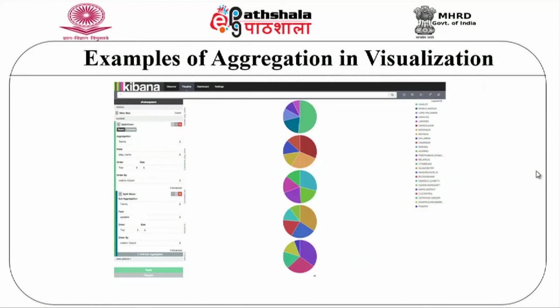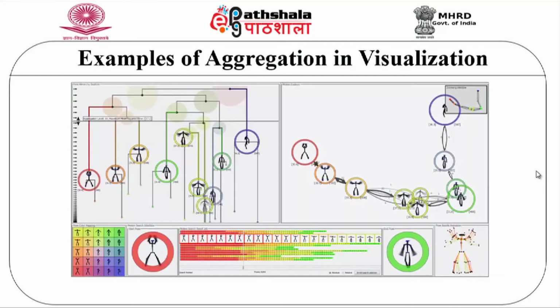This is an example of aggregation in visualization. Already we have filtered out the unwanted information, and we have collected only the wanted information. This wanted information needs to be aggregated and provided to the end user in an aggregated or collective format. So these are examples of aggregation in visualization. We can see the information that has been collected has been aggregated as pie charts and is being provided to the end users.